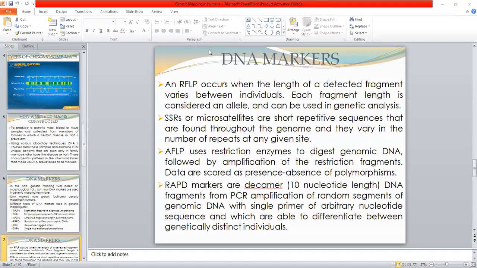But there is a problem associated with RAPD. This is the reproducibility problem. It means that a band which is scored at one time may not be scored the next time in the laboratory. So due to this reproducibility problem, the use of RAPD is limited these days.